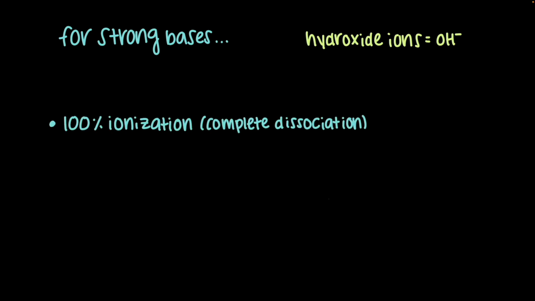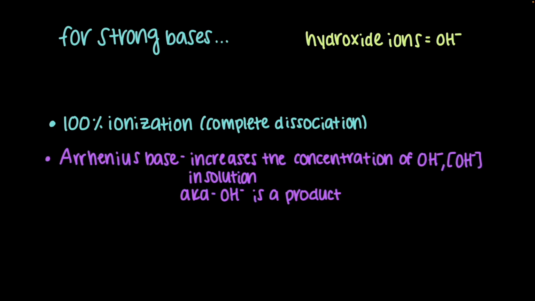For strong bases, all of the hydroxide ions will dissociate or break apart. When all of the hydroxide ions dissociate, this is called 100% ionization or complete dissociation. The best definition that we have for acids and bases to explain strong bases is the Arrhenius definition. An Arrhenius base increases the concentration of OH- in solution, and this is exactly what a strong base does.